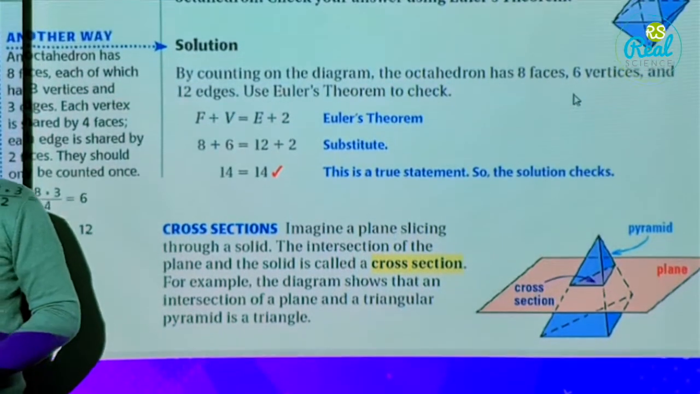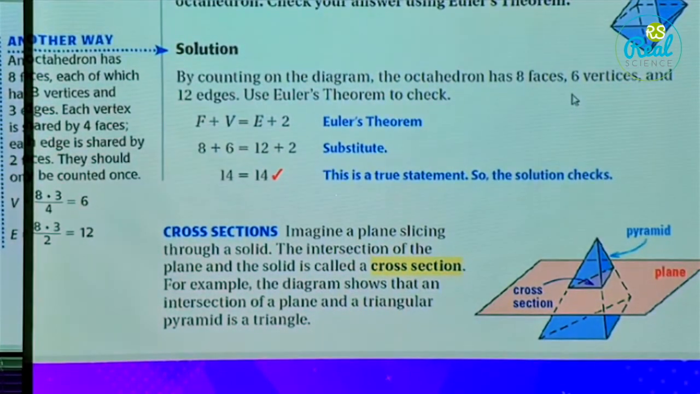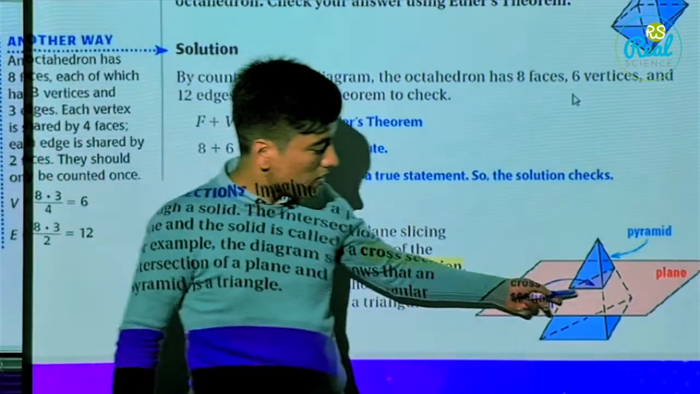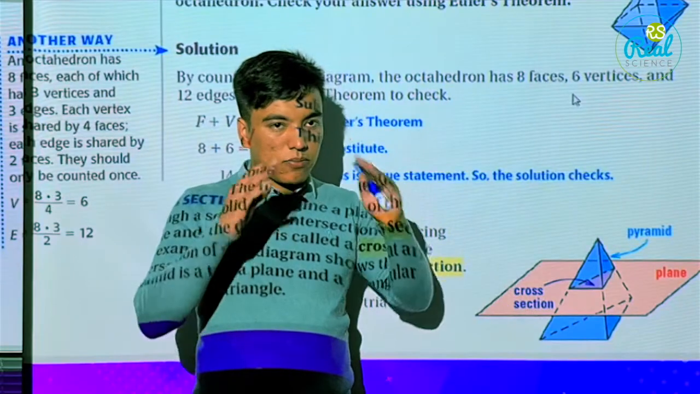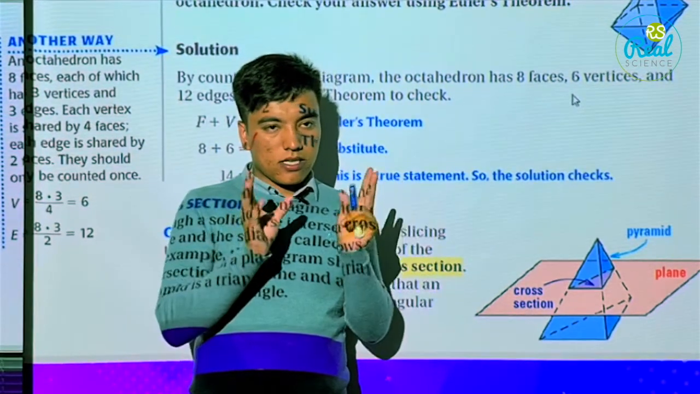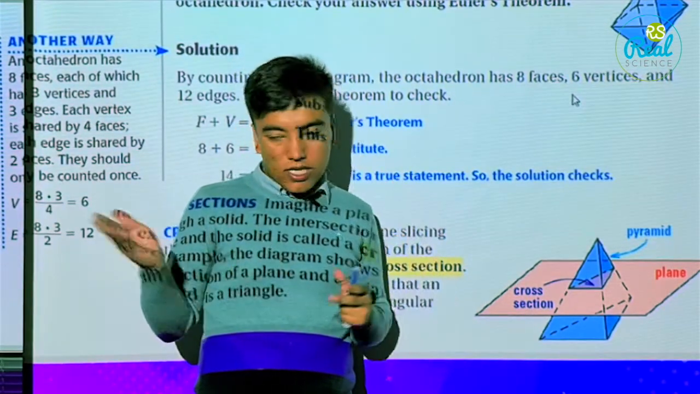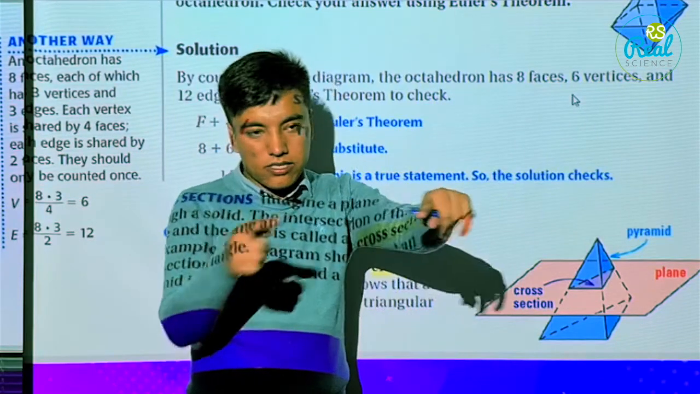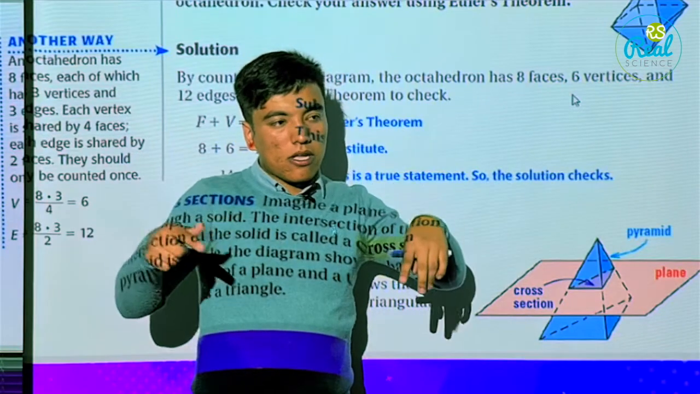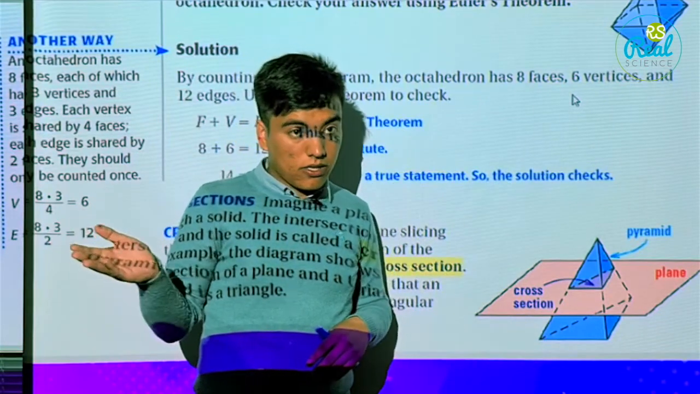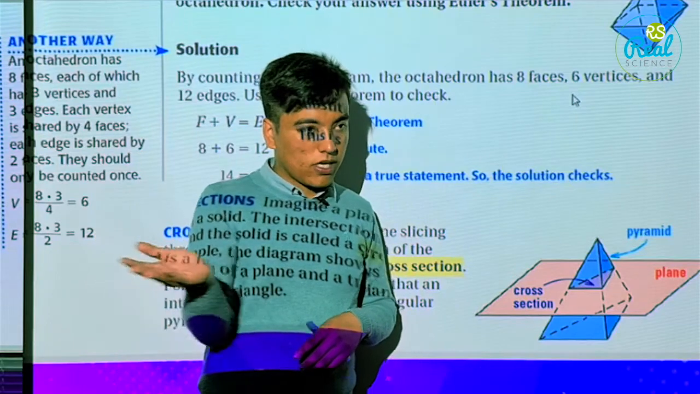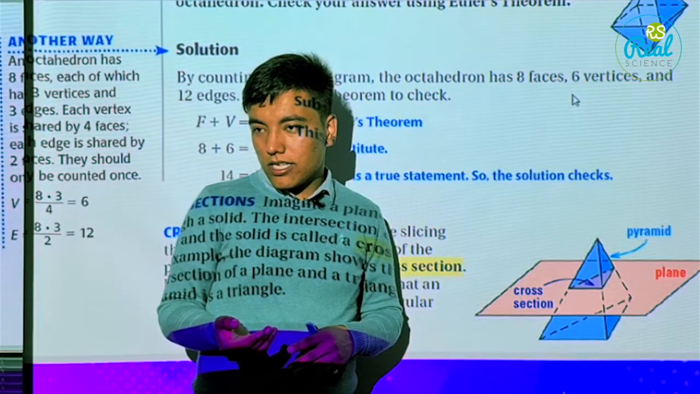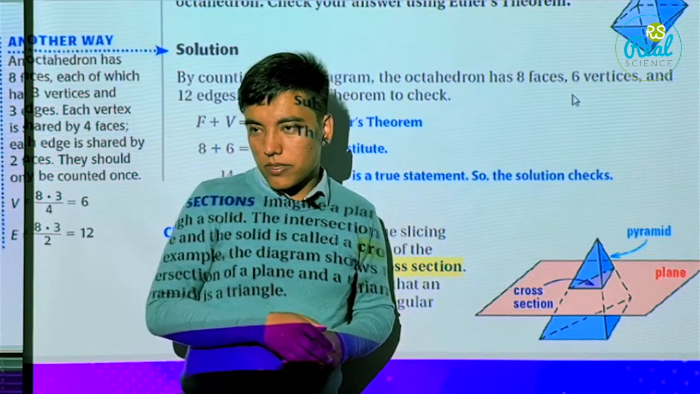Cross section. Now you can see here cross section. This kind of section is called cross section. For example, imagine you have a pyramid, and you are just cutting this pyramid with a plane, some kind of plane. For example, it's a rectangular plane. We are cutting by means of this one, and we are having a cross section by doing this.